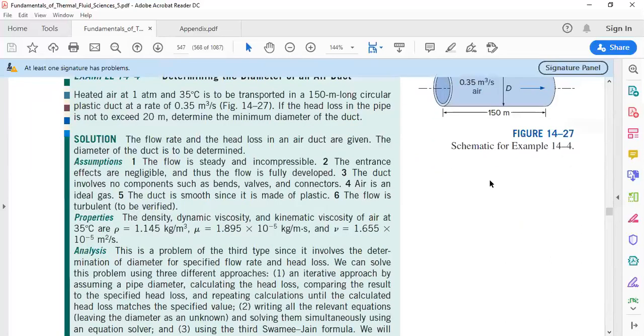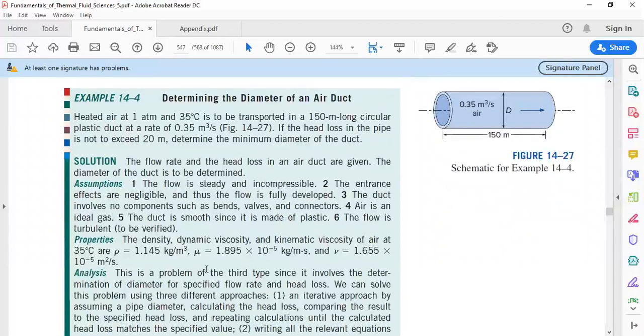For the case when we don't have the diameter, first of all, let's get the properties for the air at the given conditions.